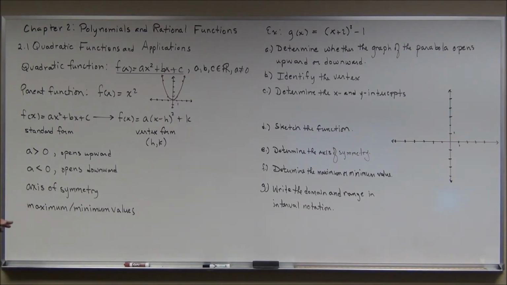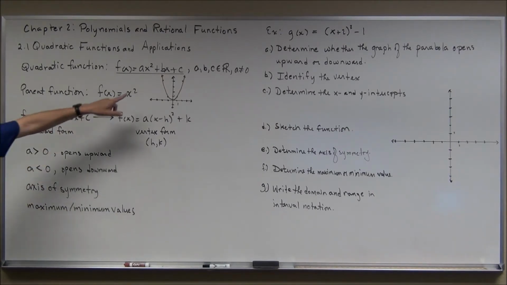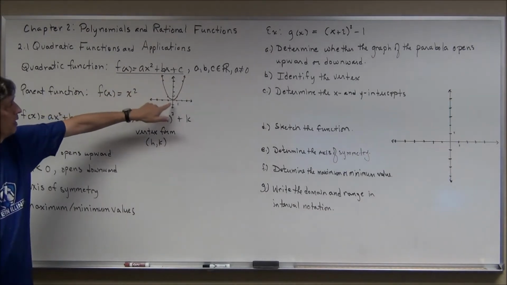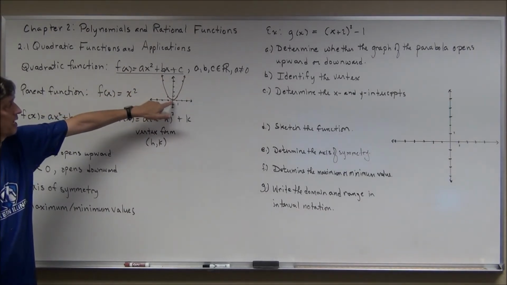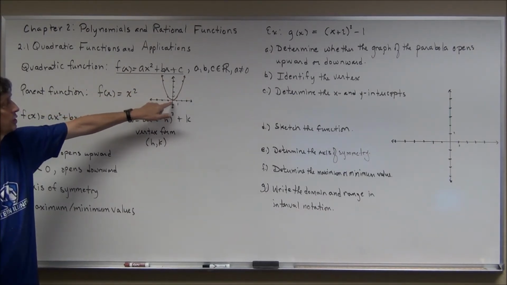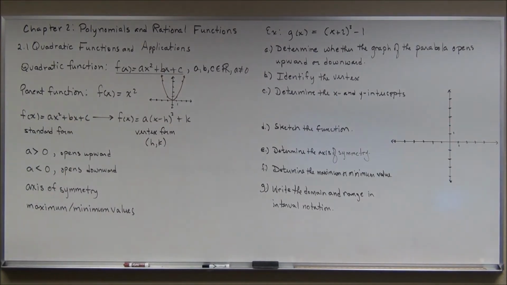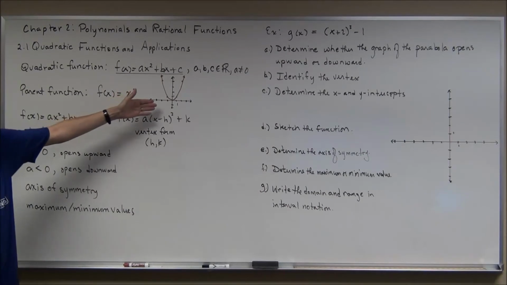And also, because of the way the graph is shaped, we have either a maximum or a minimum value for our function. Now in this case, my parabola opens upward, and the vertex is kind of down at the bottom of the valley. It has the smallest y value of any point on that curve, and it would have a minimum value of 0 at x equals 0.